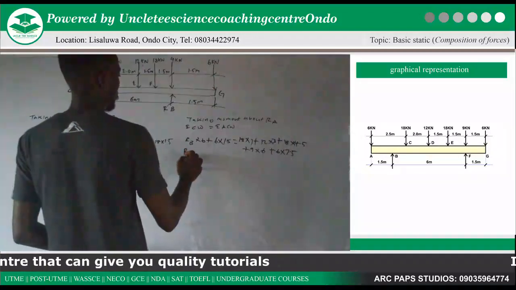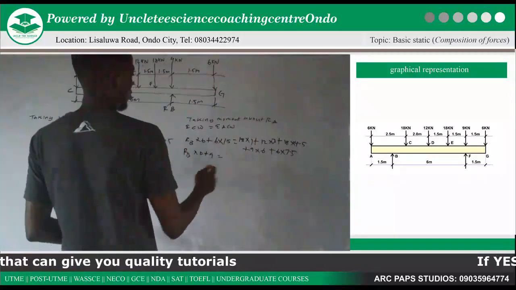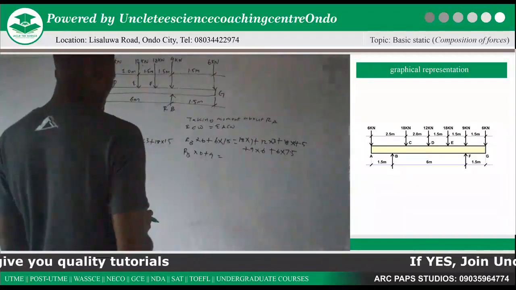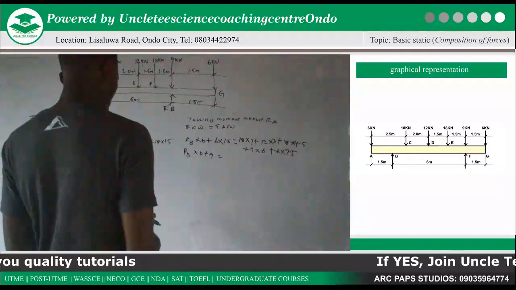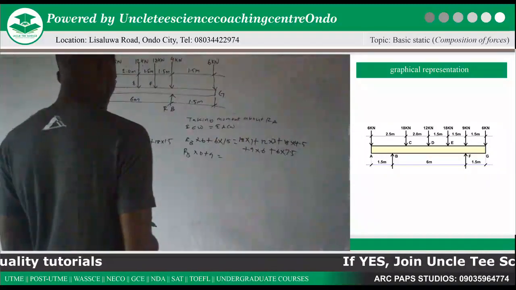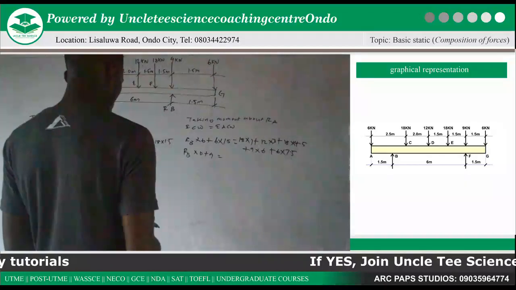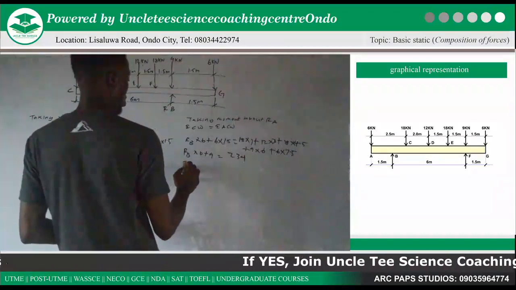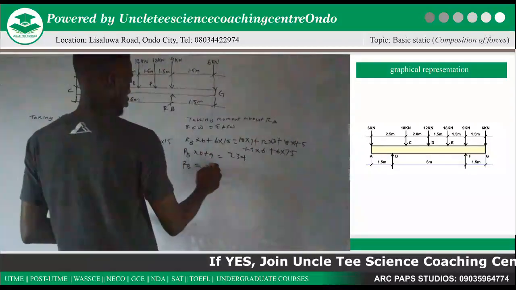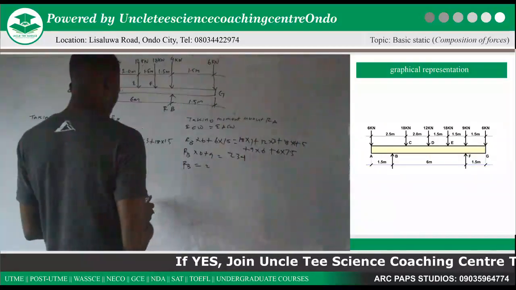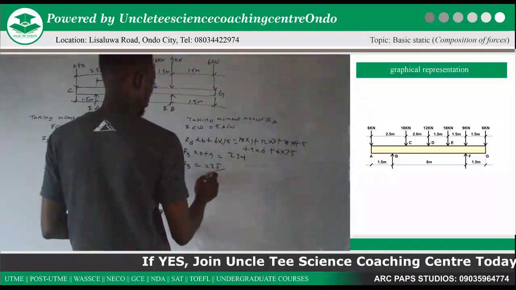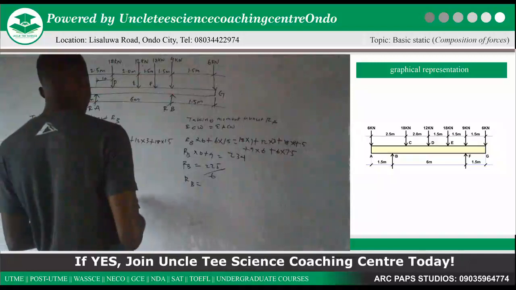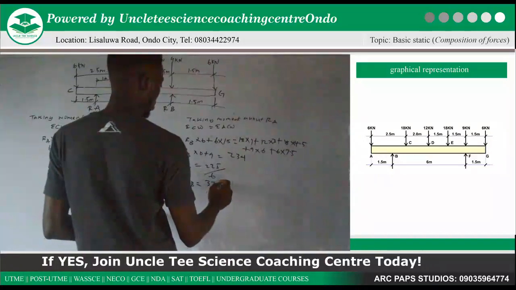So it means our RB times 6 plus 9 will give us 18 times 1, which is 18, plus 36, plus 18 times 4.5, plus 9 times 6, plus 6 times 7.5. And that will give us 234. So our RB will then give us 234 minus 9, which is 225 divided by 6. It means our RB is 37.5 kilonewton.